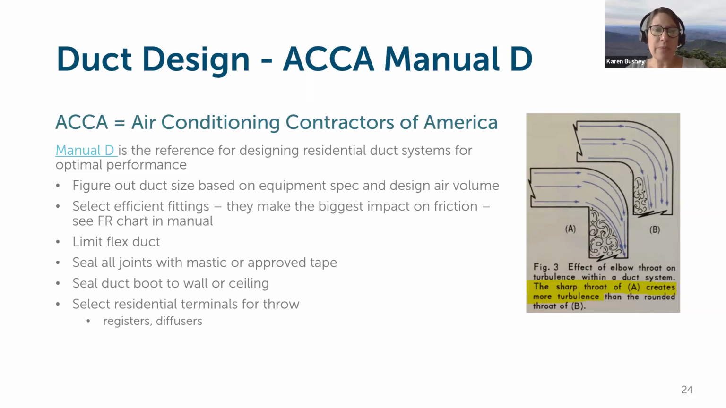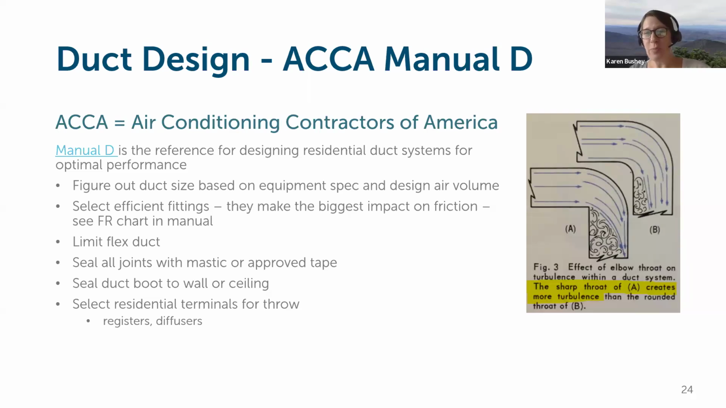But these are sort of our recommendations to figure out your duct sizes and select efficient fittings, limit your flex duct so you're keeping that static pressure low, seal all of the joints and the boots, and select registers for good throw, like I was talking about. This image here on the right, I included just to show how a sharp throat or that interior bend of the elbow is actually the thing that causes a fitting to have poor flow. So it's creating this turbulence you can see in the image. So that's something really to look for when you're picking fittings.